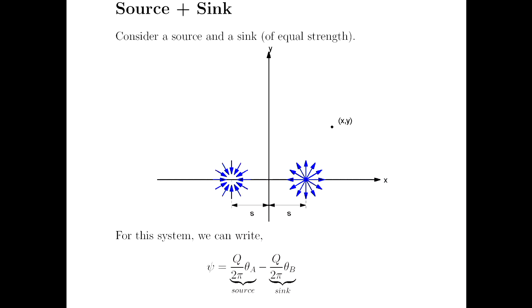We can write it in cylindrical coordinates. So I'm going to have q over 2 pi theta a minus q over 2 pi theta b, where theta a and theta b are the angles at some location x, y. I can group q over 2 pi together, and I get my stream function to be q over 2 pi, bracket, theta a minus theta b.